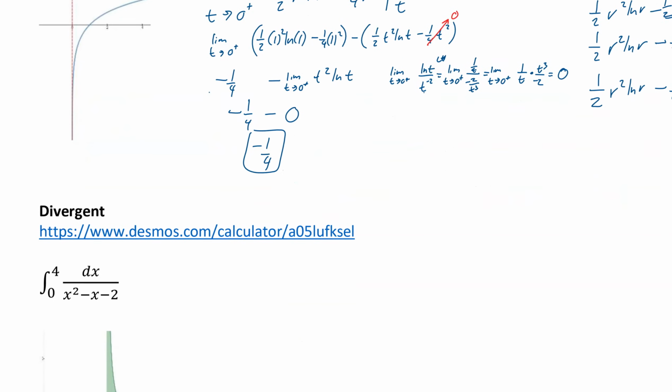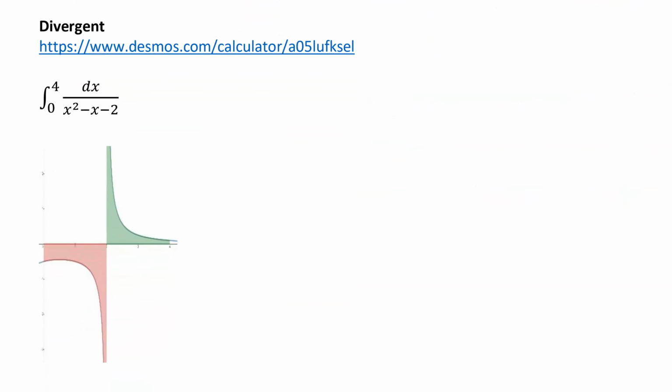All right, let's look at one that is divergent. So there's the graph. So you can see from 0 to 4, we have a vertical asymptote right at 2. And where you can find that is if you were to factor this, and we're going to have to anyways, we end up with that. And so we have a point of discontinuity at 2 and negative 1. So x cannot be 2 and x cannot be negative 1. However, negative 1 is not within our interval. So if we are going from 0 to 4, then we have an issue here at x equals 2.